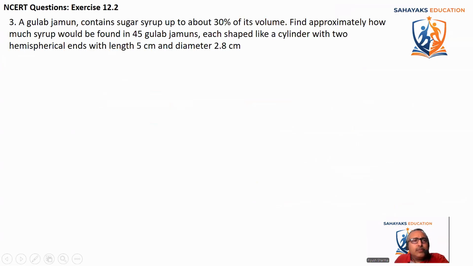गुलाब जामुन, अरे मुंह में पानी आ गया भाई. एक गुलाब जामुन मिलेगा क्या?